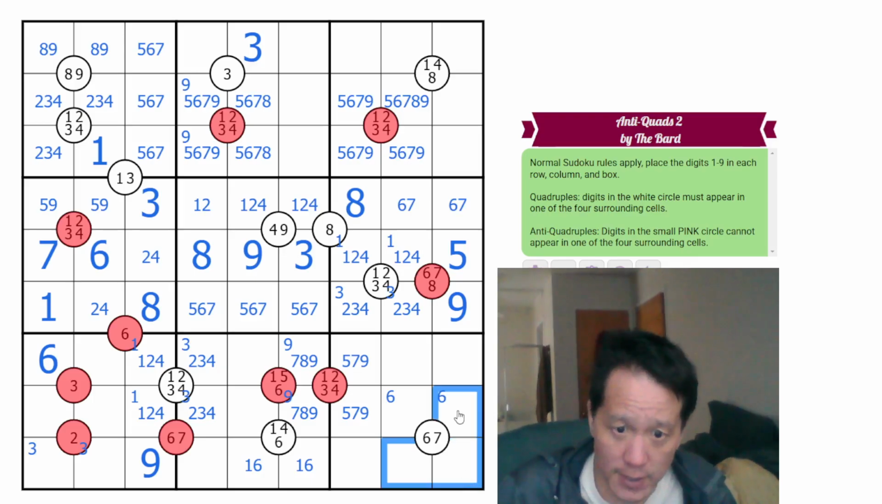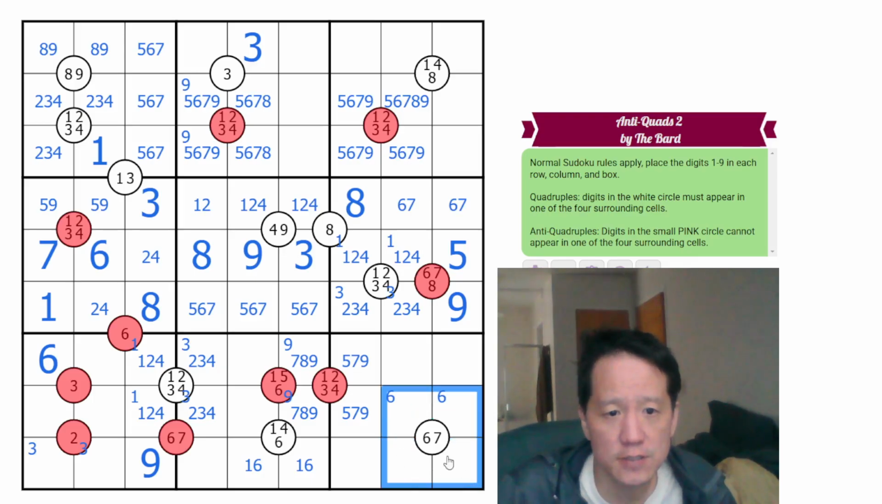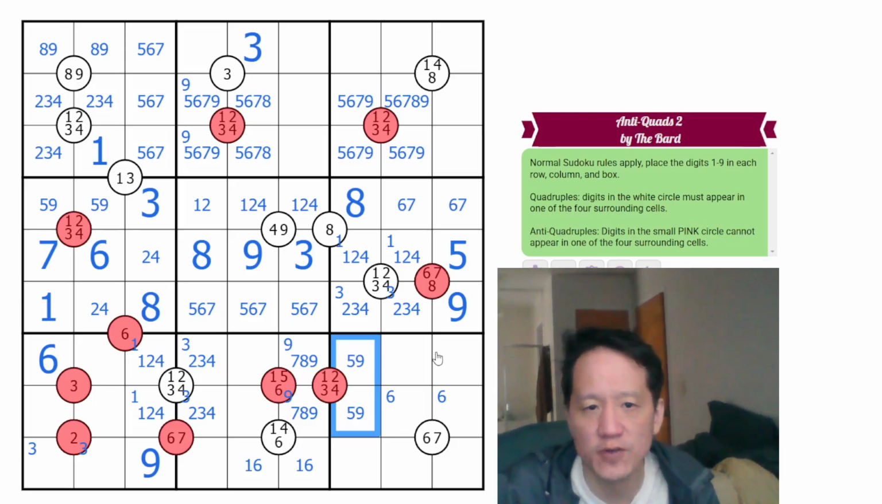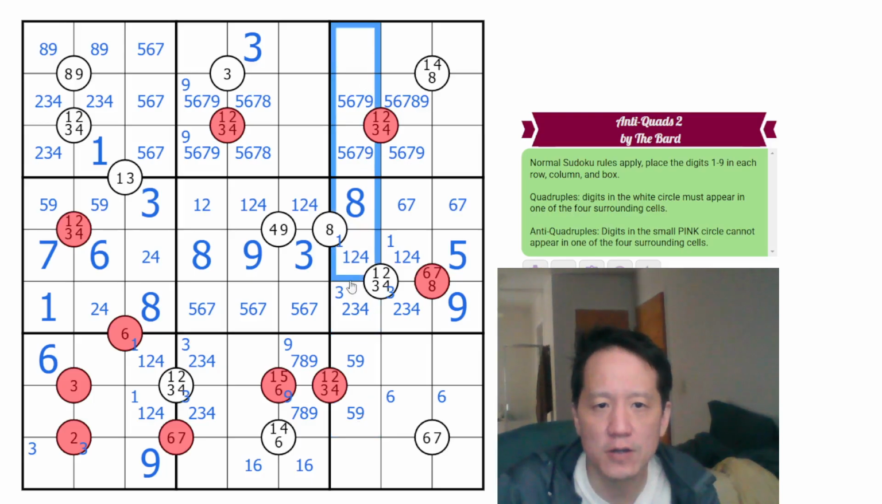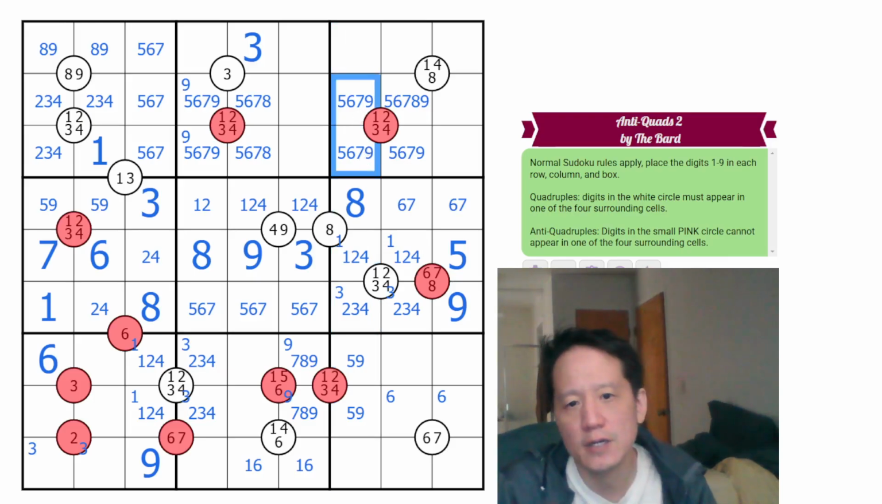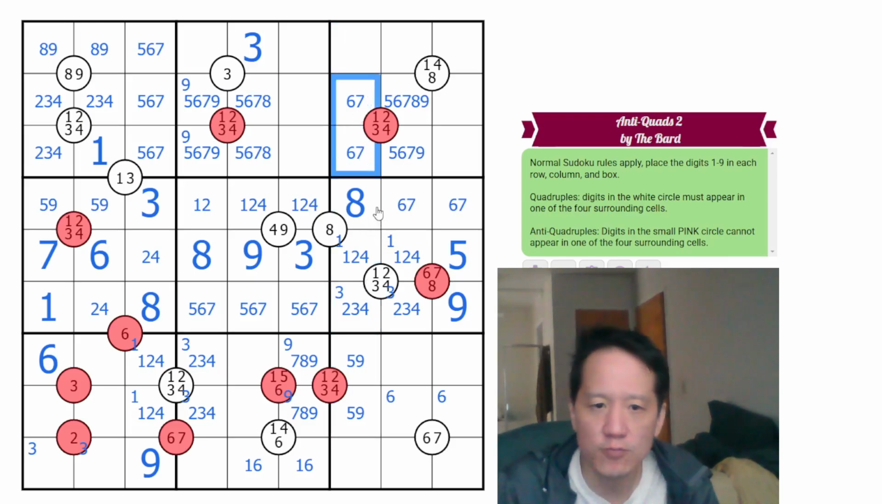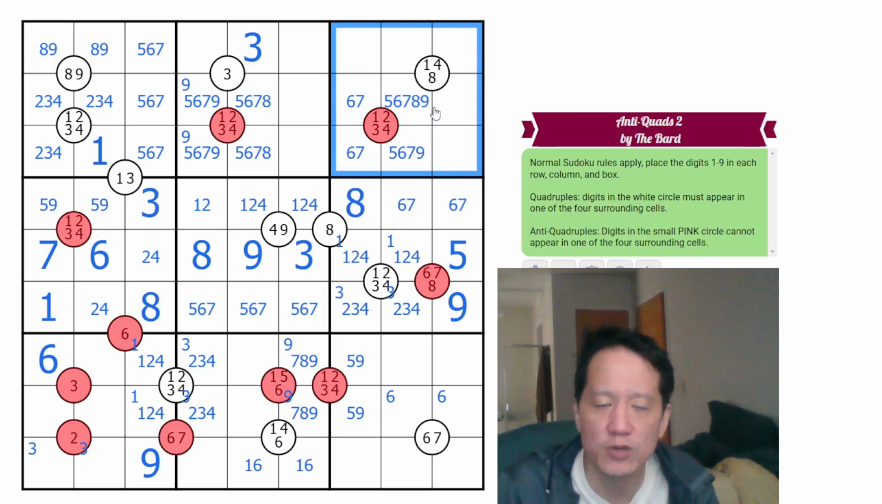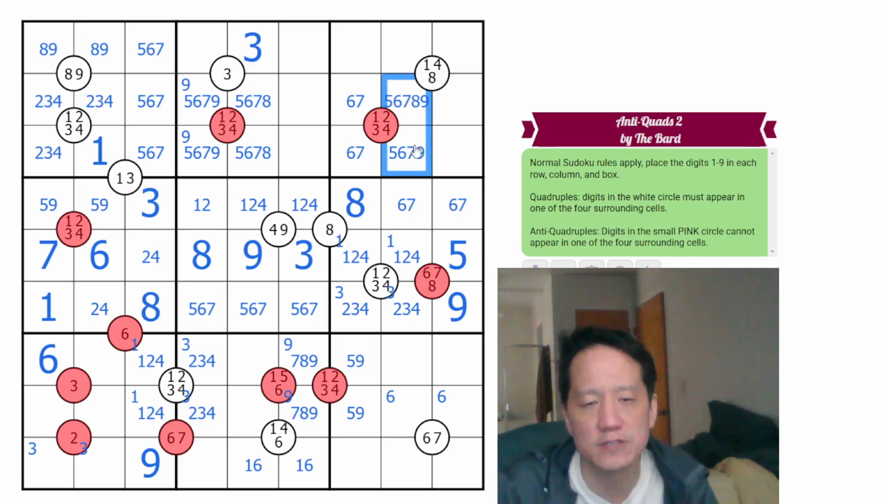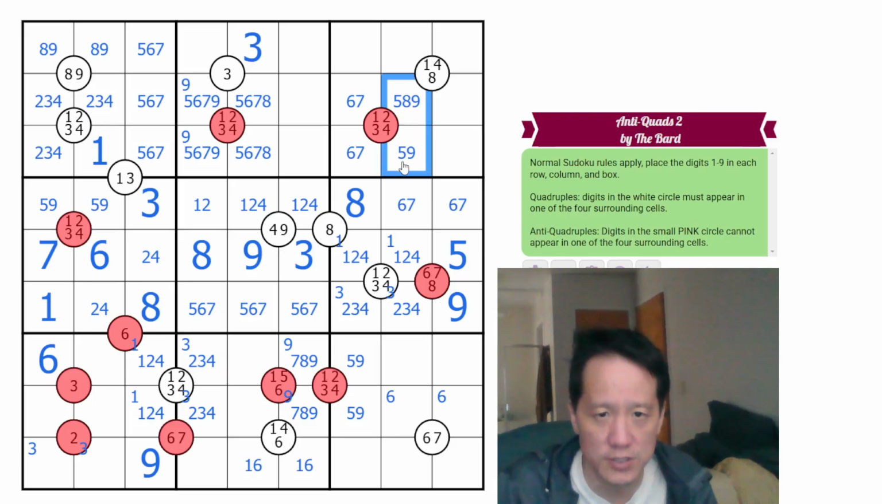7 has to appear around this quad clue. So this can never be 7. Therefore, we know specifically it's 5 and 9. So we have a 5-9 pair in column 7, which eliminates 5 and 9 from the rest of the column, which means this can't be 5 or 9, which gives us a 6-7 pair in this box, which means we can eliminate 6 and 7 from the rest of the cells in the box and the column. So this can't be 6 or 7.